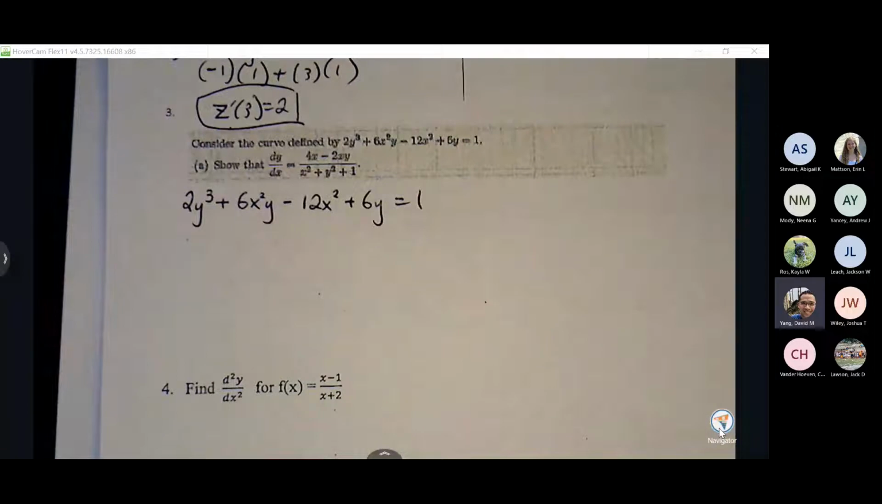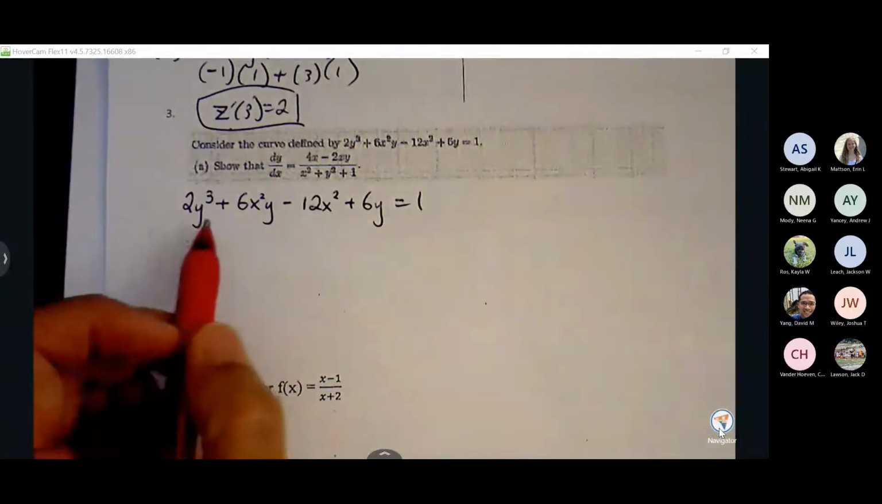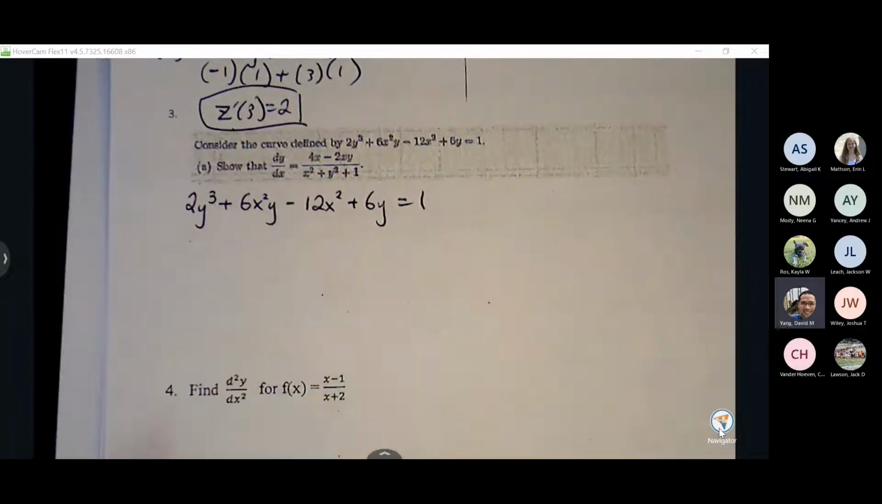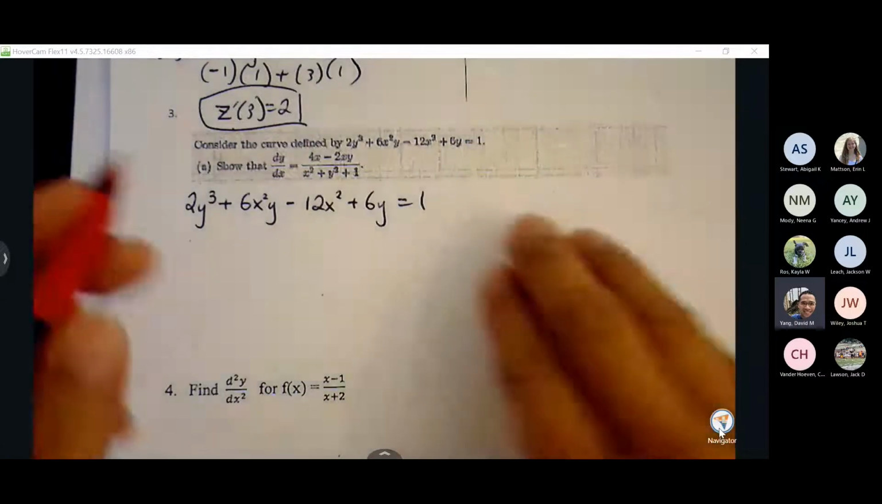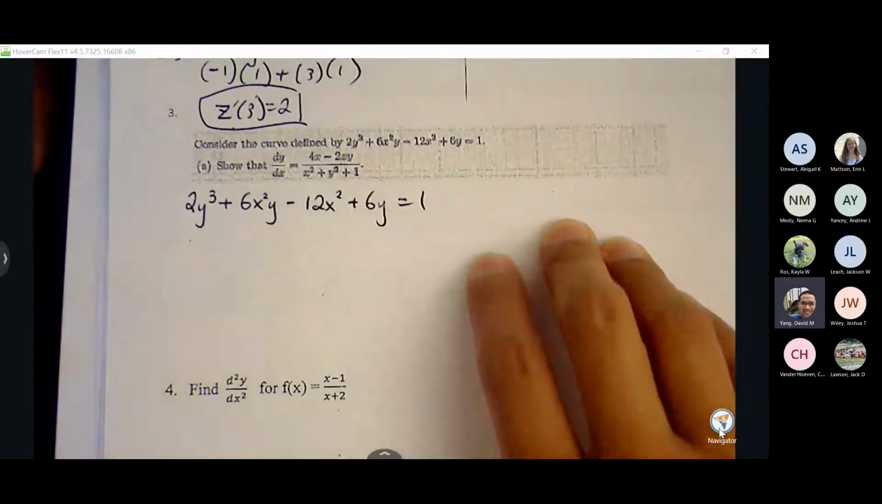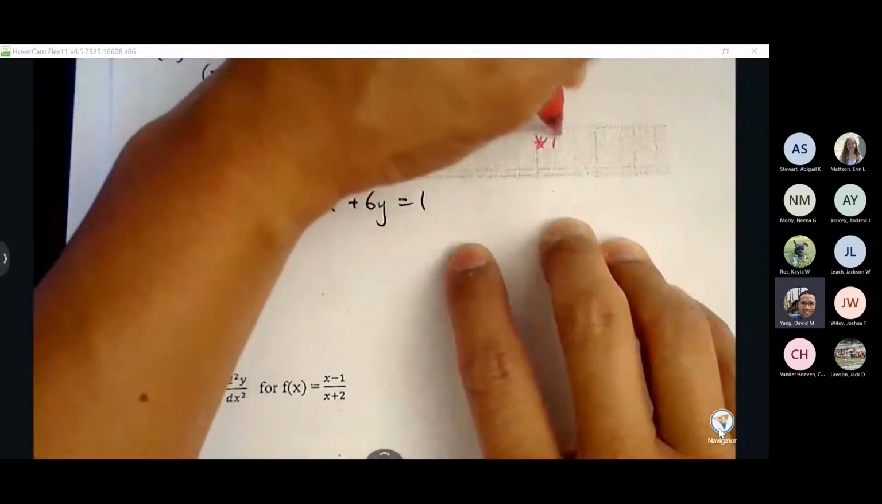Okay, we need to be able to look at this equation and understand that we have implicit involved because you have y's kind of mixed into the equation, right? The y's look out of place. Doesn't look like how we would have it set up as a function. So we definitely need implicit here.